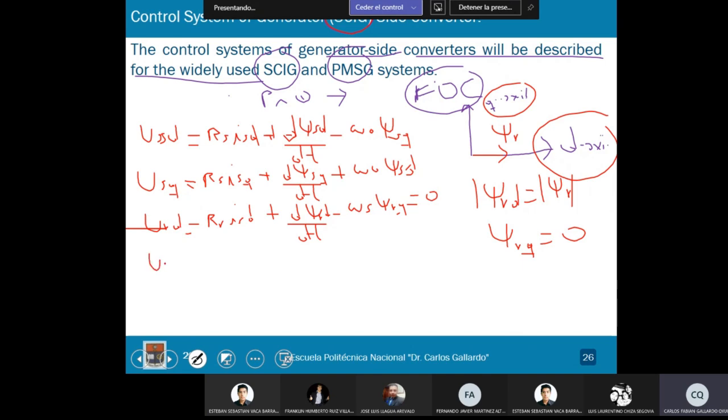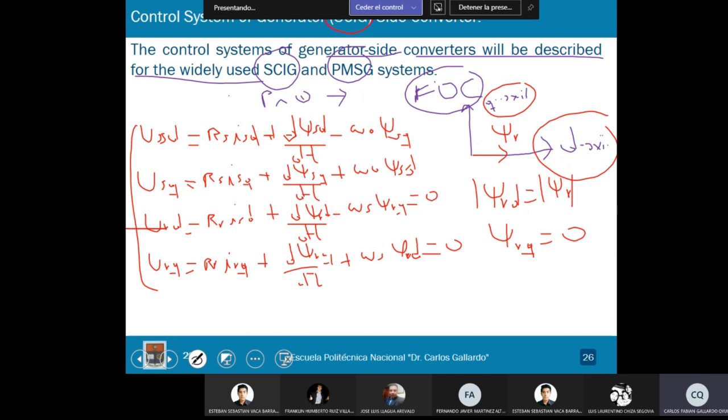The last equation for the rotor is equal to the rotor resistance times the rotor current on Q-axis, plus the derivative of the rotor flux on Q-axis with respect to the time, plus the synchronous speed times the rotor flux on the D axis, and this is equal to 0, once again, because I am working with a squirrel cage induction generator. So these are the 4 equations for the voltages.